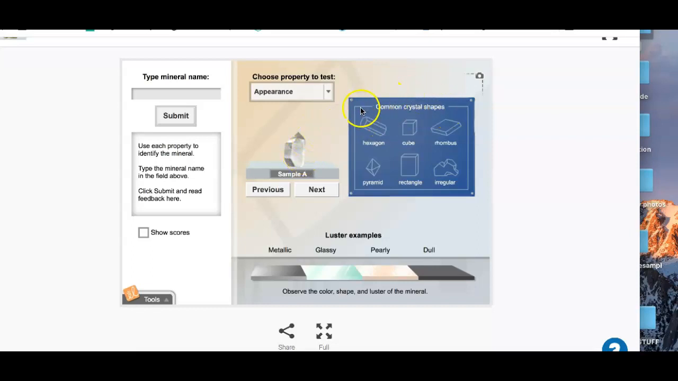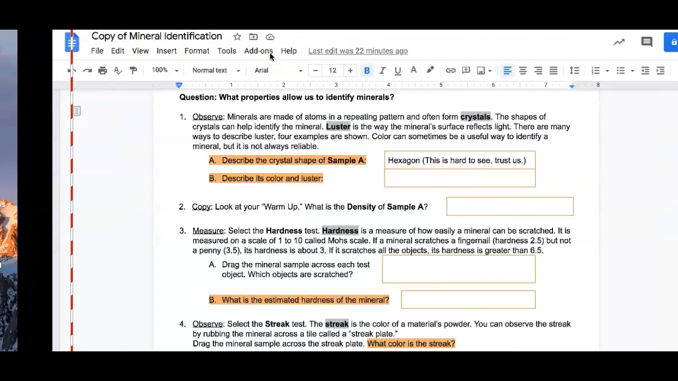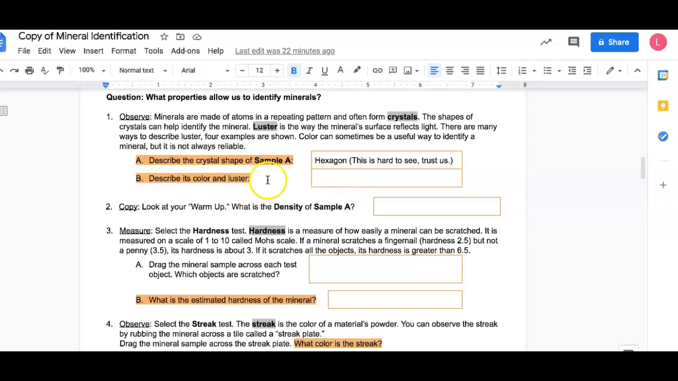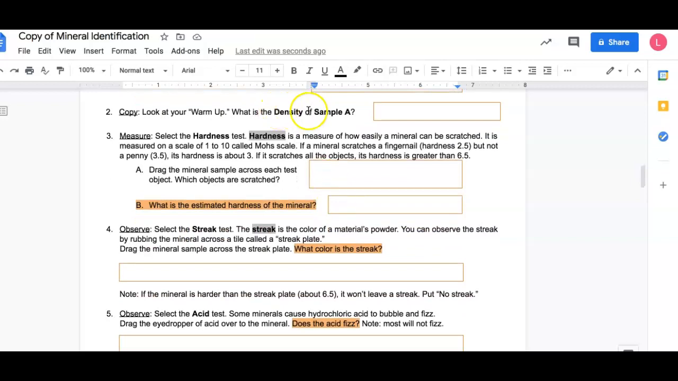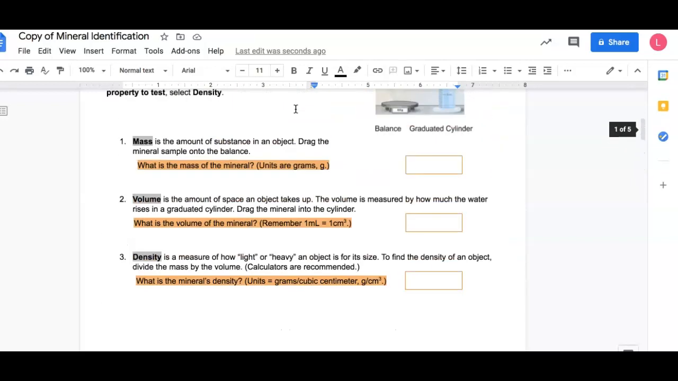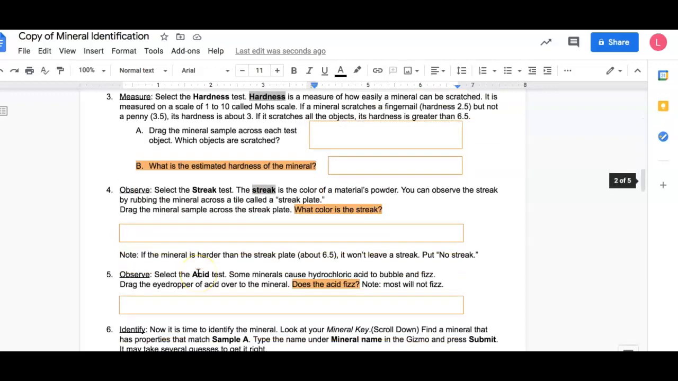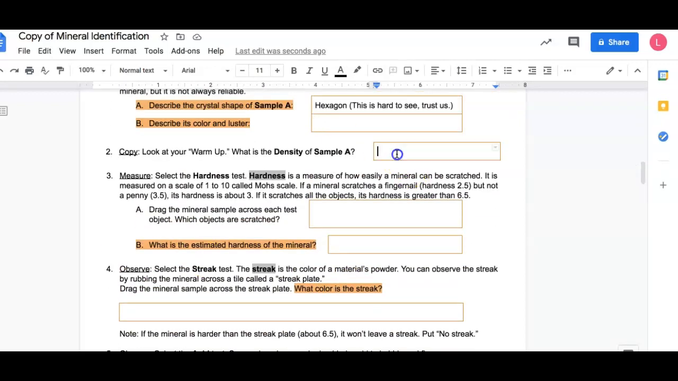And then here we can look at the common crystal shapes. Is it irregular? Is it a pyramid? Is it a hexagon, a cube, a rectangle? So if I go back to my Gizmos, describe the color and luster. Here I can put if it's pearly or if it's dull, any of those luster examples. And whatever you wrote for density, the very top here on our warm-up, number 3, you're just going to copy that again right here.